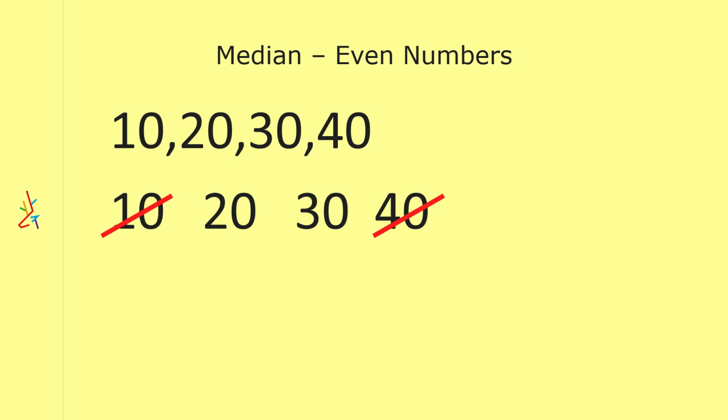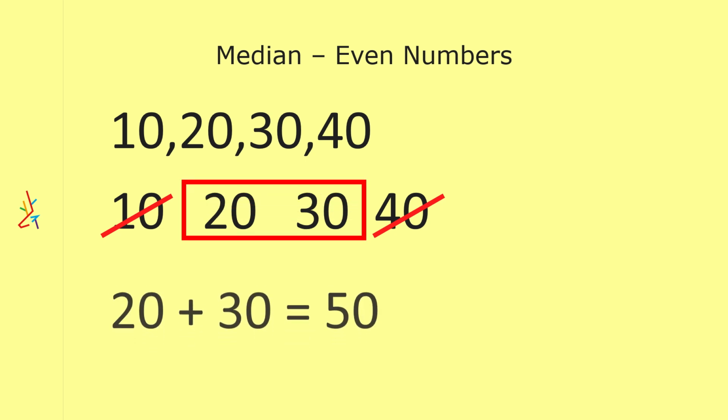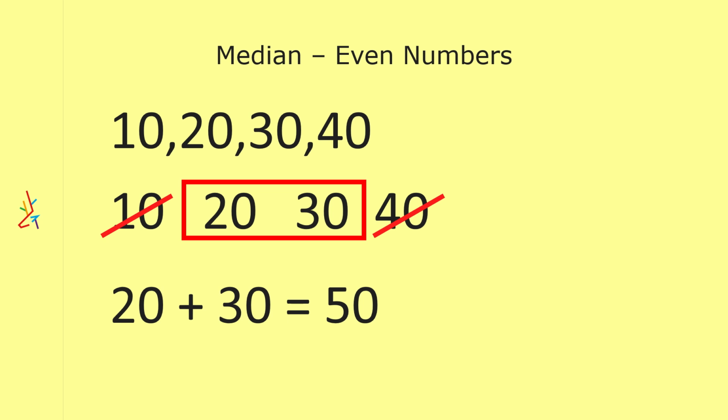Get those 2 middle numbers and add them together. Once you've added them together, divide them by 2, and that will get your answer. And that's how to do the median.